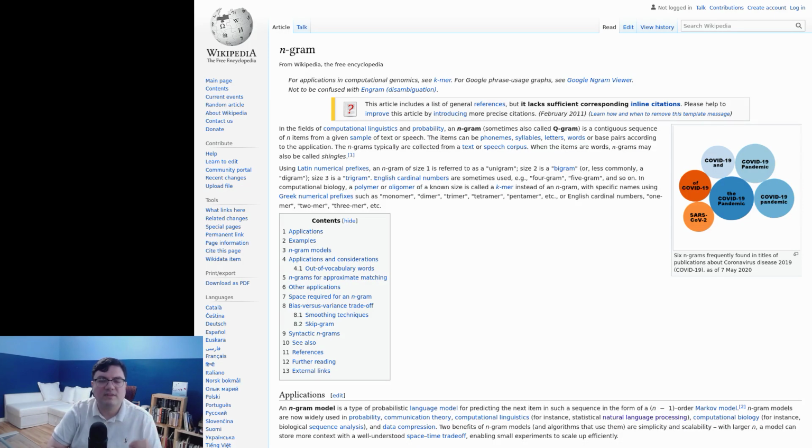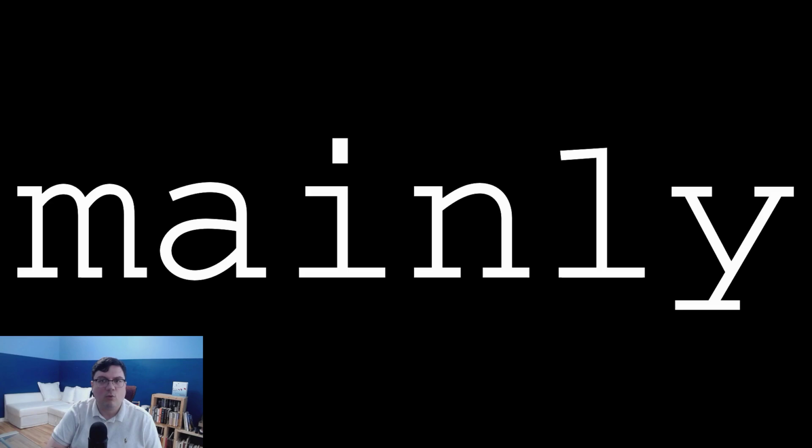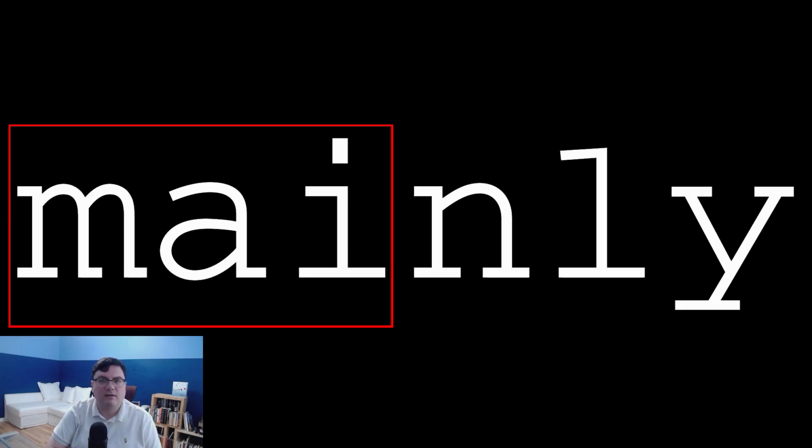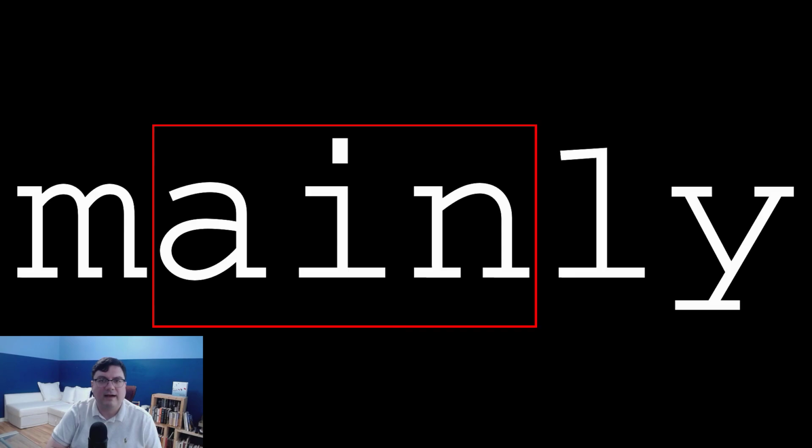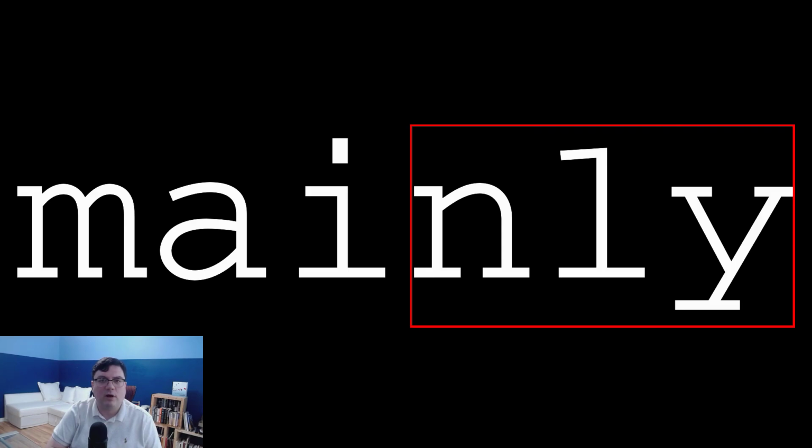The second example consists in counting the occurrences of n-grams from the words of large texts. N-gram counting is the first step of many text analyses. An n-gram is a sequence of n consecutive letters in a word. For instance, the word mainly has multiple 3-grams: MAI, AIN, INL, and NLY.